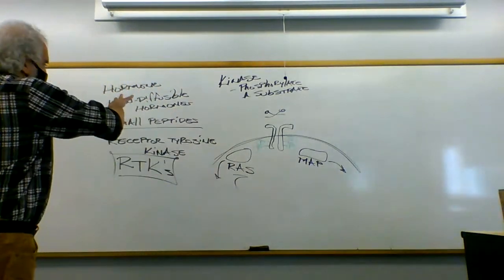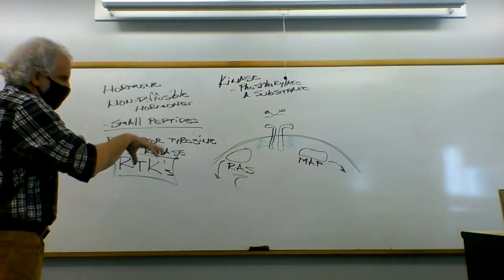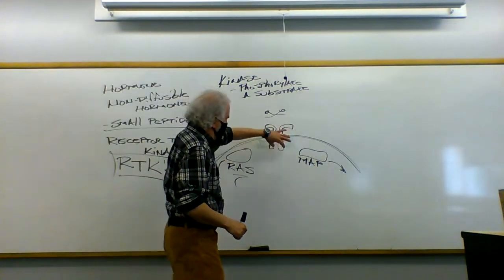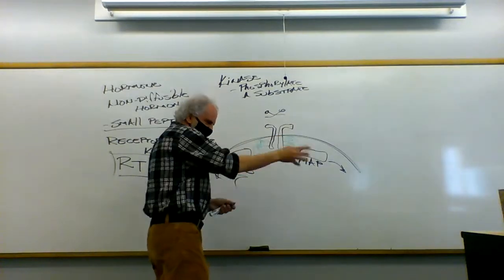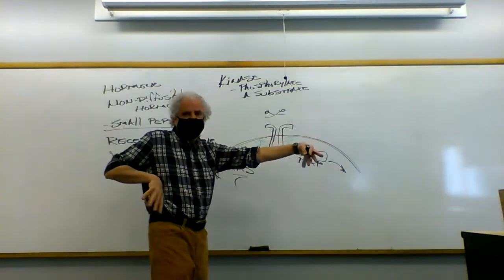So the receptor tyrosine kinases, they are their own little one-man band. They are cross-phosphorylating. How do you do? Boop, big phosphate sticking out.